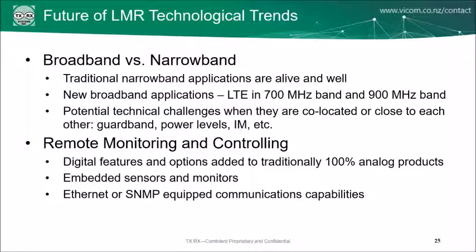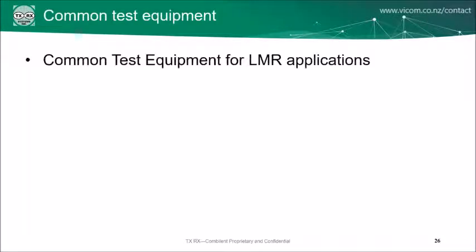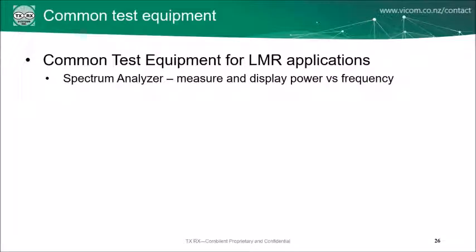So you're out in the field and you don't necessarily have a healthy system. Let's say that your system is actually rather unhealthy. Let's talk about how you're going to diagnose it. You've got some common test equipment to see what's going on. First, you've got a spectrum analyzer, which measures and displays your power versus frequency.